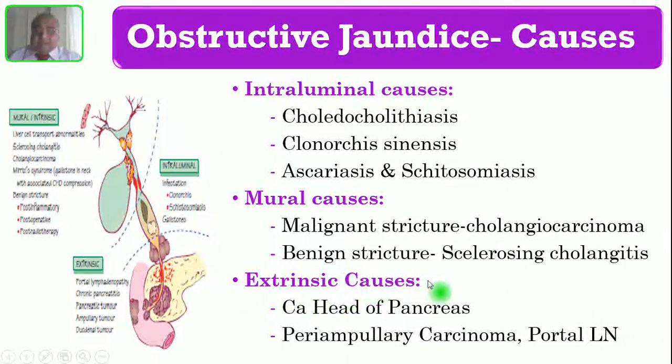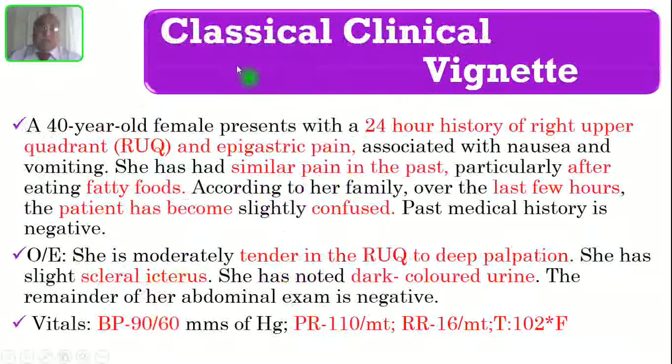The extrinsic causes are carcinoma of head of the pancreas, periampullary carcinoma, pancreatitis, duodenal carcinoma, and lymph nodes in the hilum of the liver, that is portal lymphadenopathy. So this is our classical clinical vignette. Our patient is a 40-year-old female presenting with a 24-hour history of right upper quadrant and epigastric pain associated with nausea and vomiting. She has had similar pain in the past, particularly after eating fatty foods.